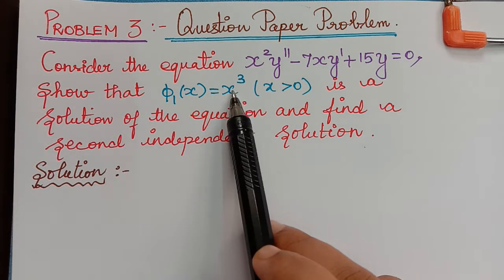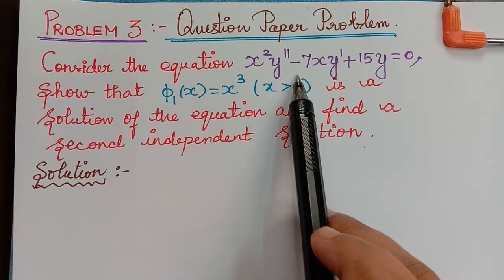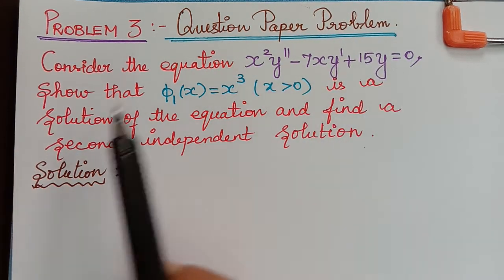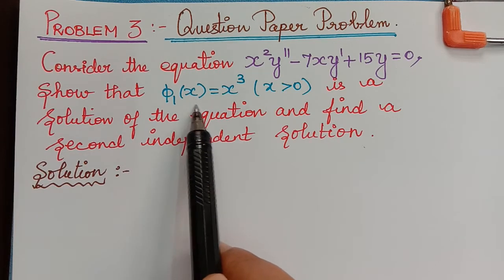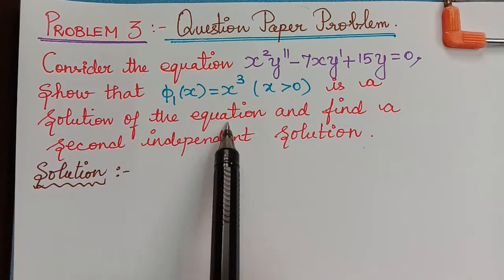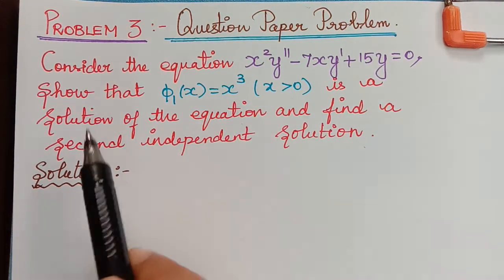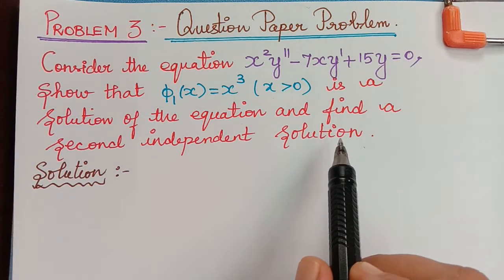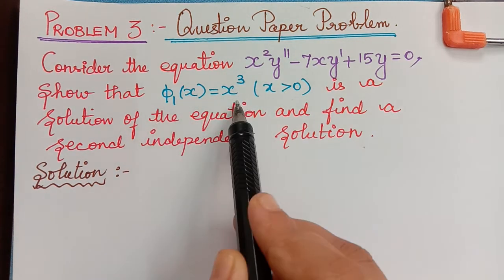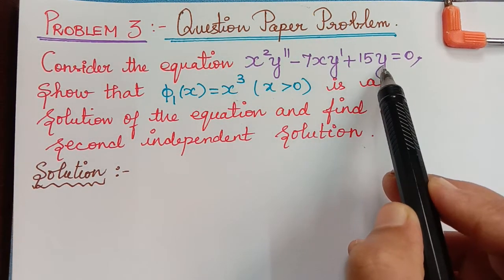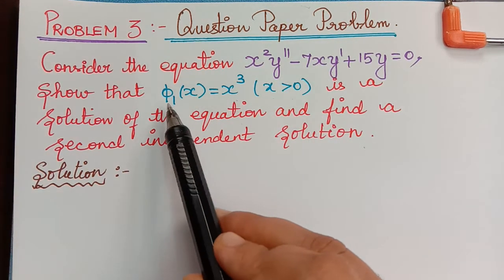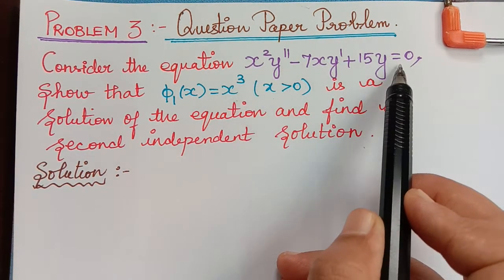So consider the equation x squared y double dash minus 7x y dash plus 15y equal to 0. Show that phi 1 of x equal to x cube for x greater than 0 is a solution of the equation, and find the second independent solution. So first of all, we have to show that phi 1 of x equal to x cube is a solution of this given equation. In order to show that, we need to show that phi 1 satisfies this equation.